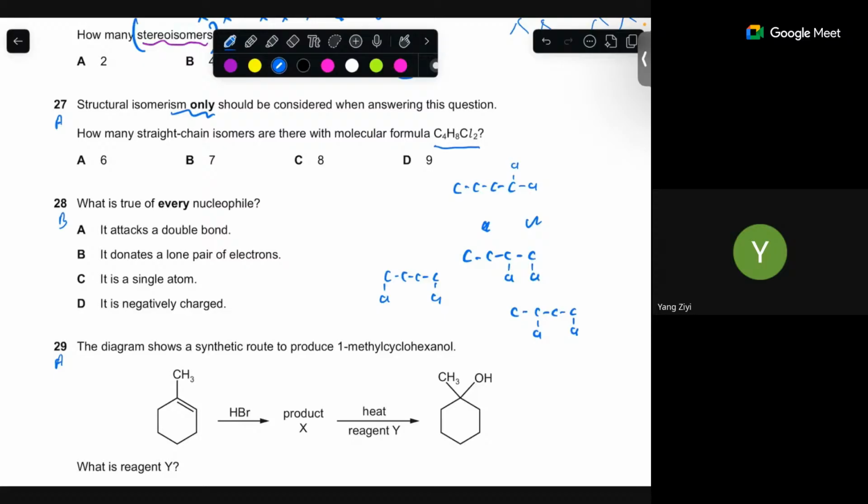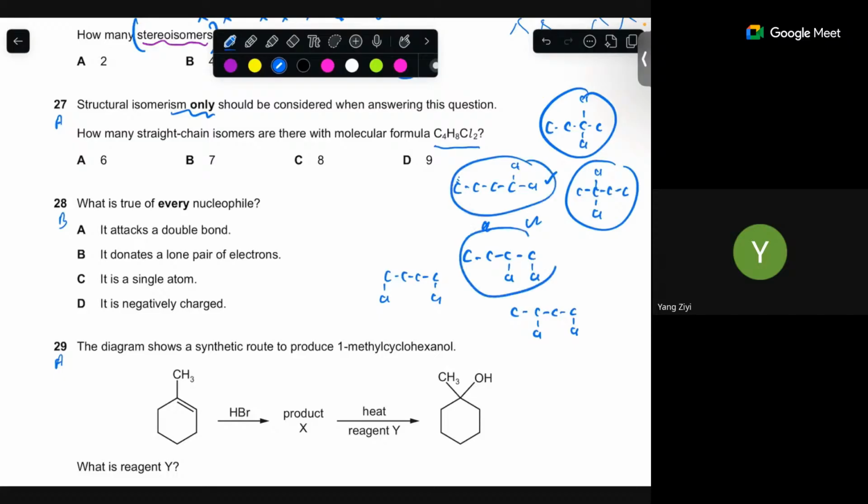So then I can also have this one, same carbon, Cl here. I can also have Cl here. I can also have Cl here. So I cannot bring it over here. So total 1, 2, 3, 4, 5, 6. Okay, the answer is going to be 6.